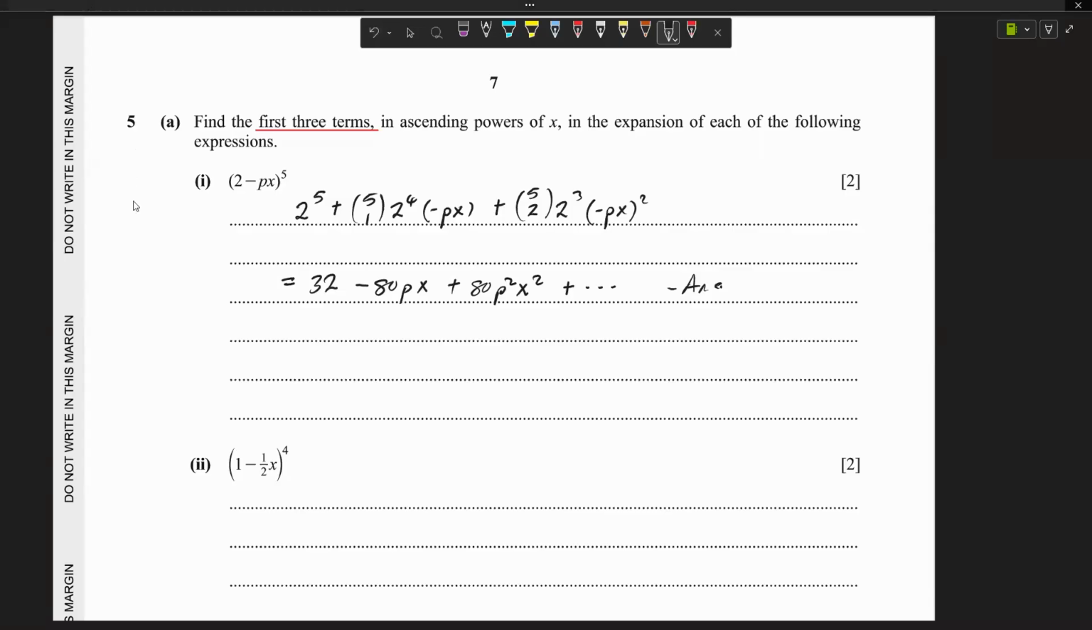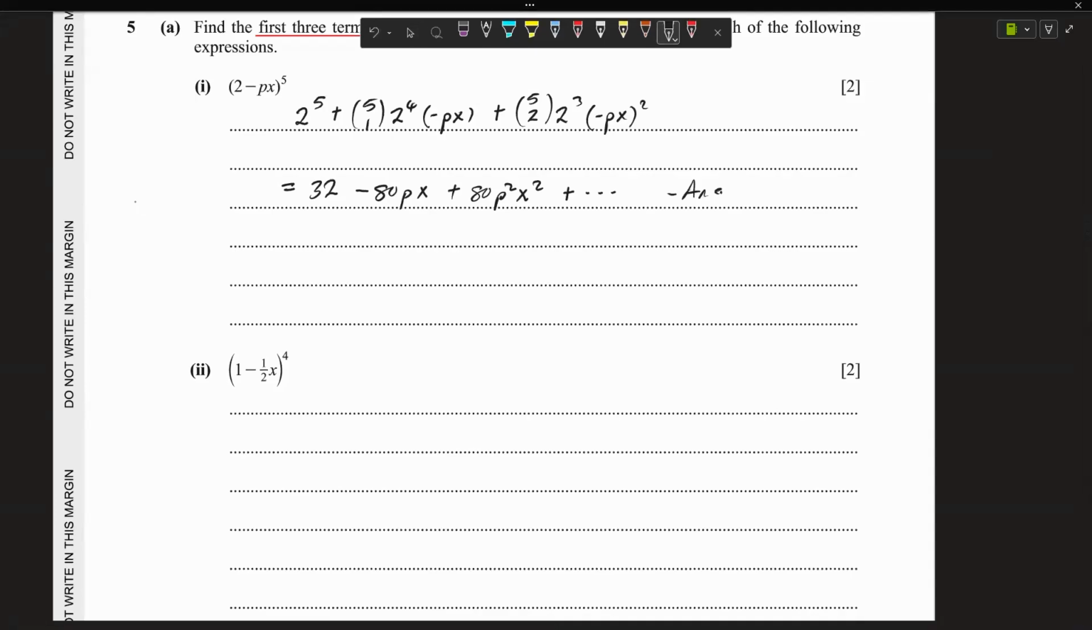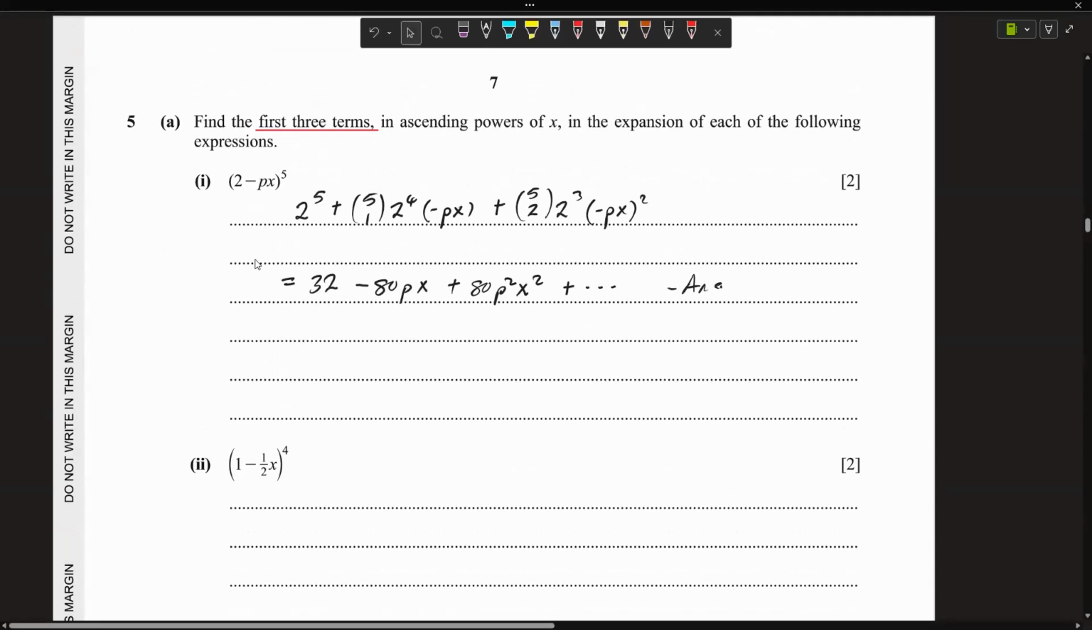On part 2, they have 1 minus a half x. Sorry, sir. Why is the second one positive? It's because the minus p and x are inside the bracket, right? So when we square a negative number, it becomes positive. So that's why you see that, right? Let's go to the next one.